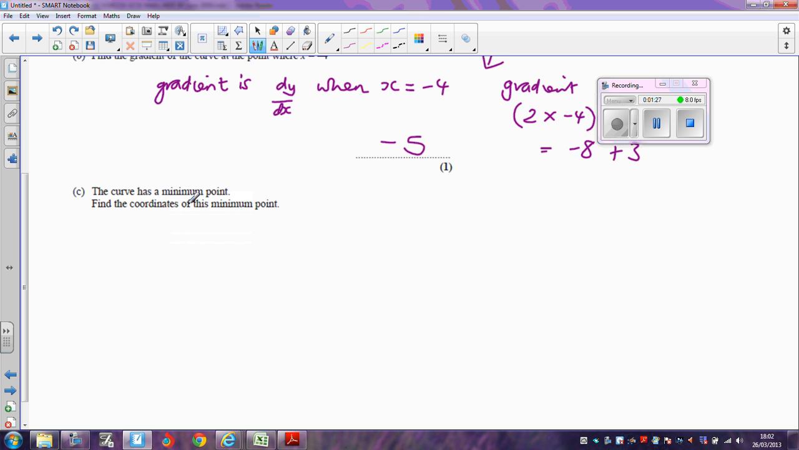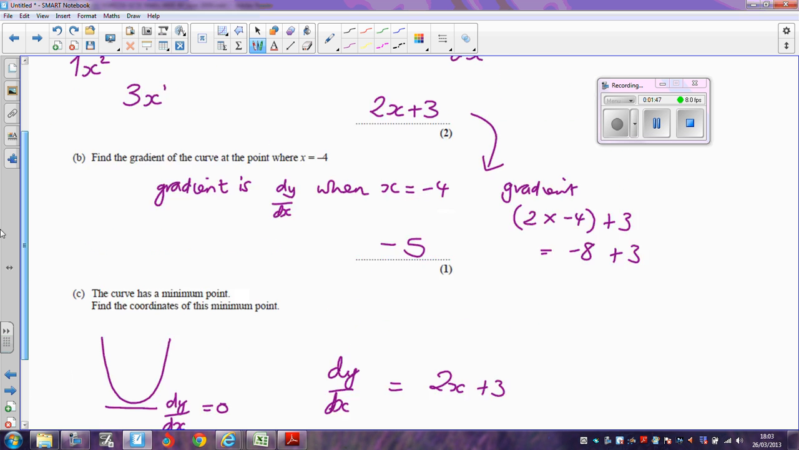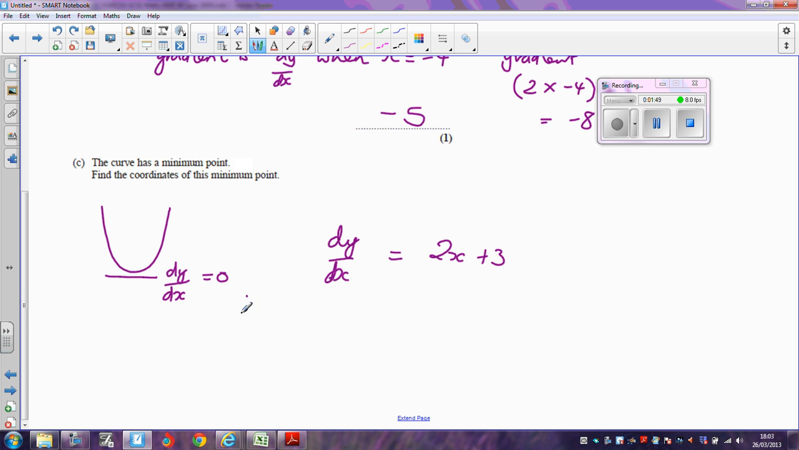Now the question says we have to find the coordinates of the minimum point. What you've got to remember here is at a minimum point, so at this point here, the gradient dy by dx must be 0. We already know what dy by dx is, we found it earlier. dy by dx is 2x plus 3. Let's check that. Yep, 2x plus 3. So basically at the minimum, we know that dy by dx is equal to 0. So 2x plus 3 is equal to 0.